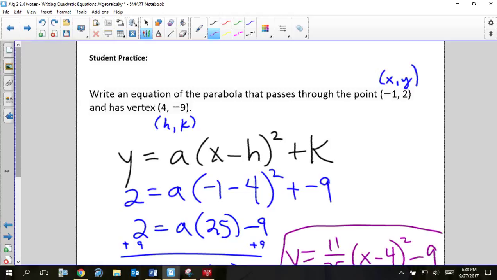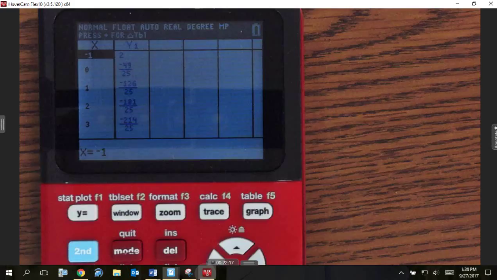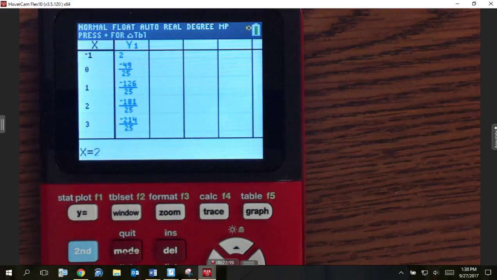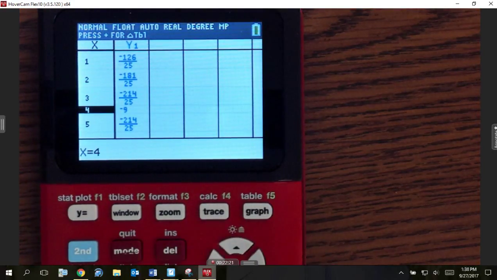You can probably start reading. And then go back to your table a second. And then you see there's -1, 2. And then you can just arrow down to 4. Oh, we got the X in this. There's 4, -9. So I know I have the right equation.